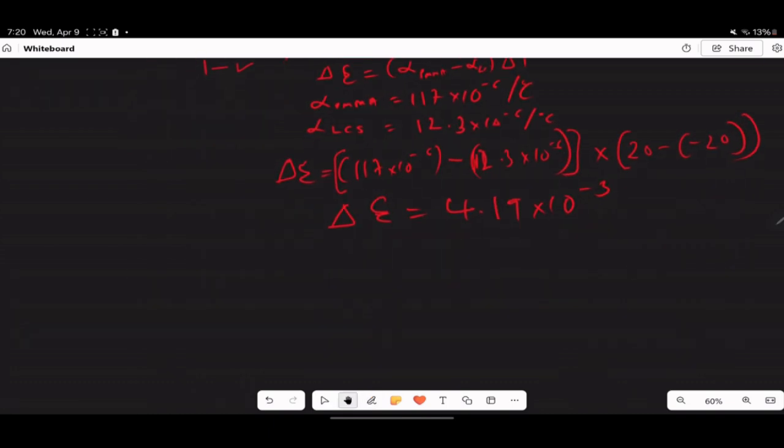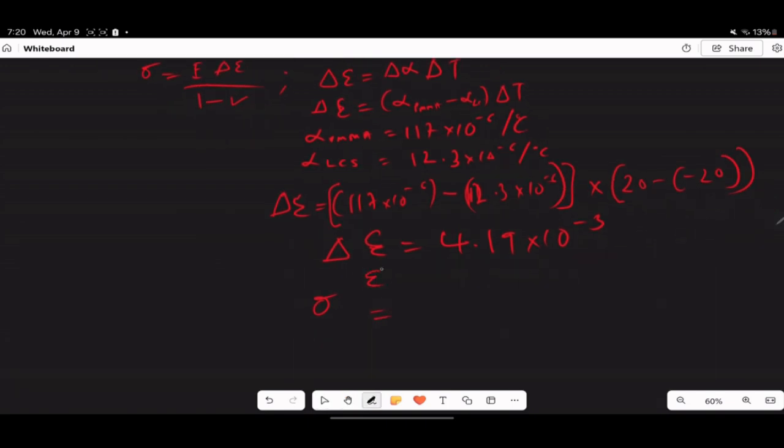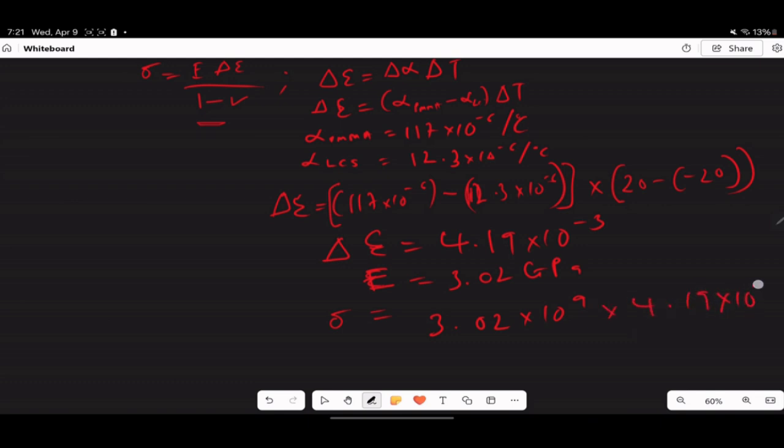So now that you have this, you can calculate the stress. The Young's modulus of PMMA is 3.02 gigapascal. And now the stress is equal to, with this formula, 3.02 times 10 raised to the power 9, which is gigapascal converted to Newton per meter squared, times 4.19 times 10 raised to the power -3, all divided by 1 minus 0.33, which is the Poisson ratio given in the question.